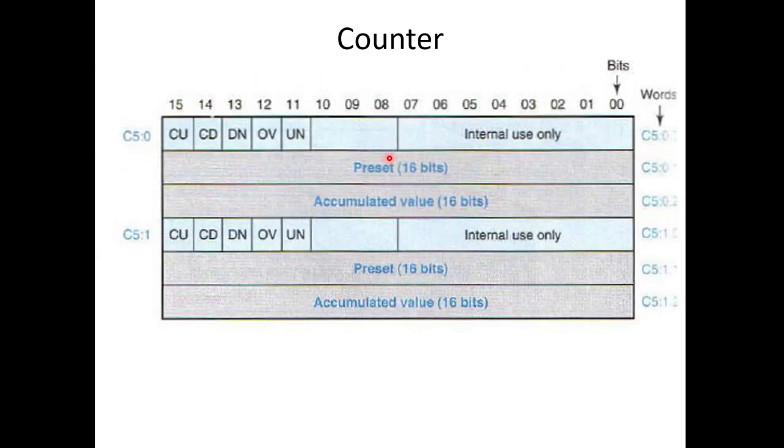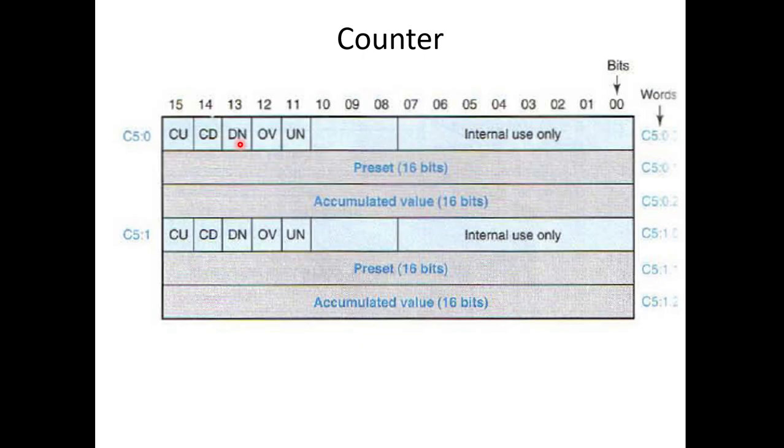So this is the three stack memory, similar to what we have seen in the timer. So you have the accumulator value, preset value, and you have count up, count down. The count up bit will be enabled if you are using it as a count up counter. The count down bit will be enabled if you are using it as a countdown counter. And the done bit will become true once the accumulator value becomes the preset value.